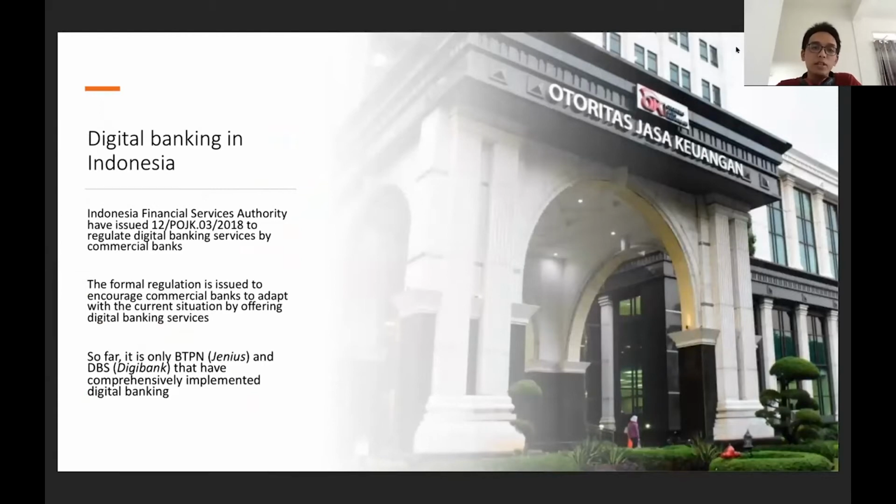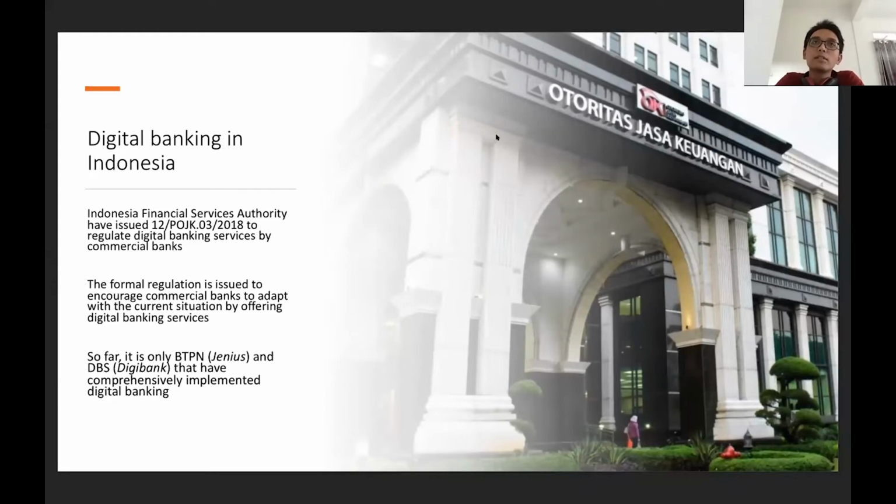Okay. In Indonesia, actually, Indonesia is also one of the countries that probably doesn't have any choice. But Indonesia is also one of the countries supporting the development of digital banking. In 2018, they issued a formal regulation, and this regulation was issued to encourage commercial banks to adapt to the current situation by offering digital banking services.